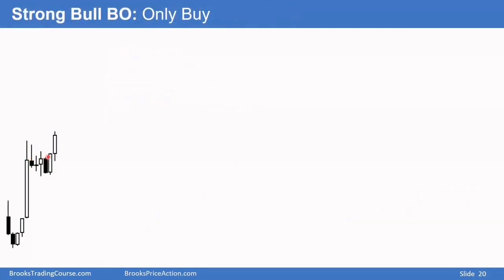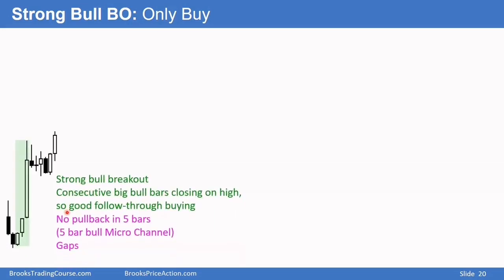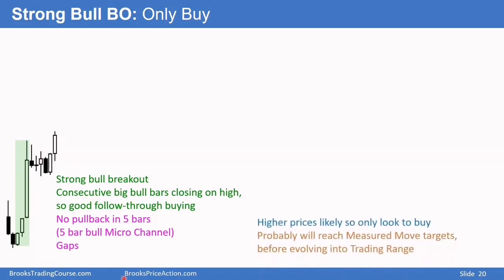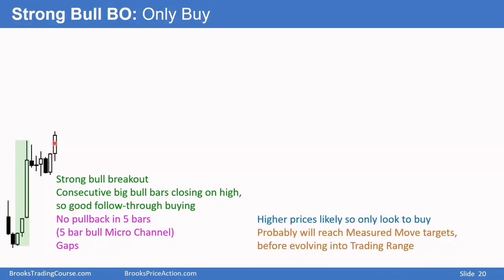Strong bull breakout, and then a high 2 bull flag, high 1, and then high 2. Consecutive bull bars, the bodies getting bigger, closing on their high or near their high. No pullback in 5 bars, 1 and then 3 and then 1 more here, so that's 5 bars. 5 bar bull micro channel. Even with this bear bar, probably buyers below for at least a little bit more up. Maybe here, maybe here. Higher price is likely, so better to only look to buy.